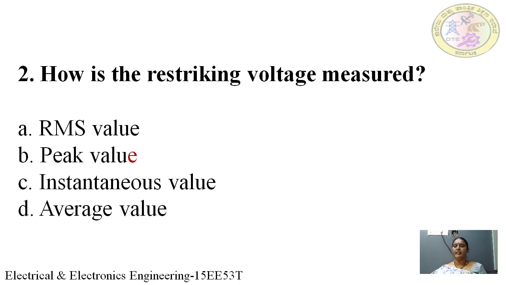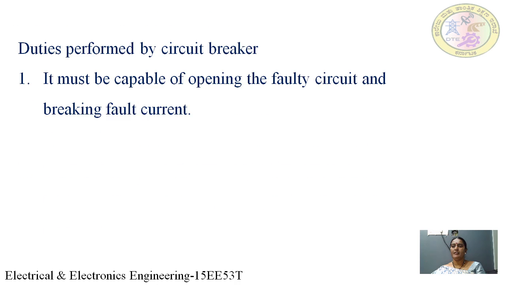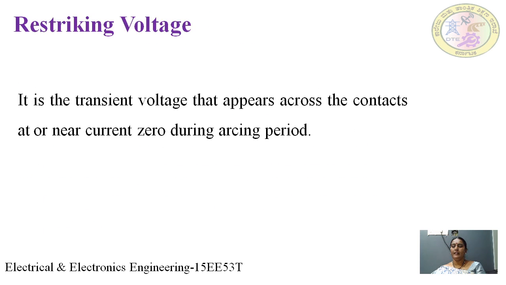With that explanation you should remember whether it is a peak value or an RMS value. Here we have an ambiguity between the RMS value and the phase value. Let us go through the restriking voltage.